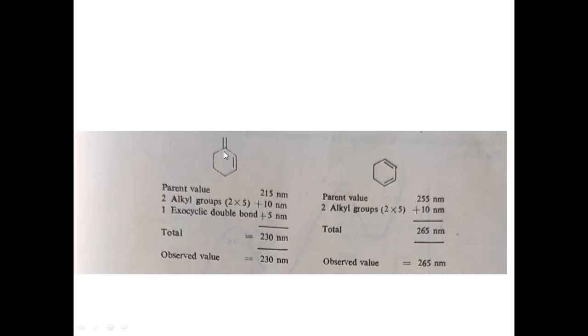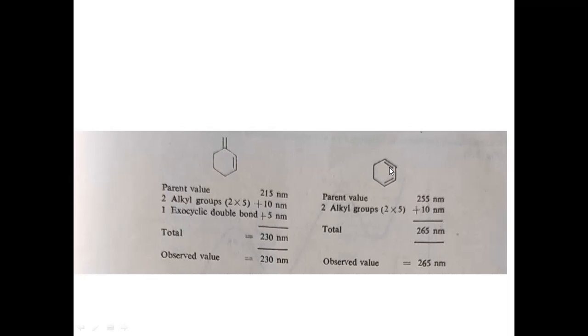Now this is a ring residue here, or alkyl substituents. Ring residue 1, this is the second ring residue. So two ring residues, 10 nm. And one exocyclic double bond, 5 nm. So the total value will be 230 nm in this way.